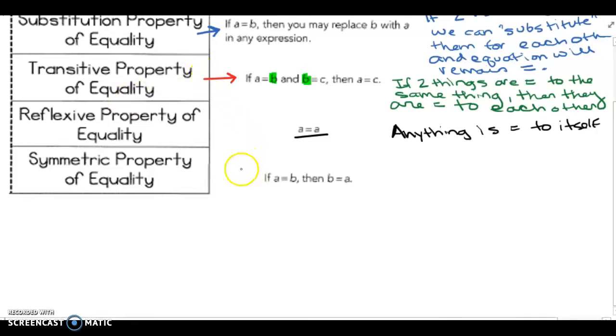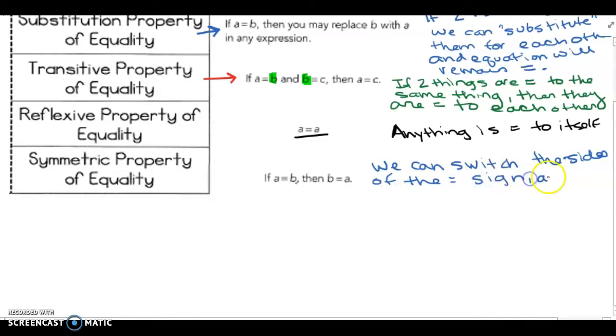All right, last we have the symmetric property, and this just says if A equals B, then B equals A. So we can switch the sides of the equal sign, and it will still remain equal.